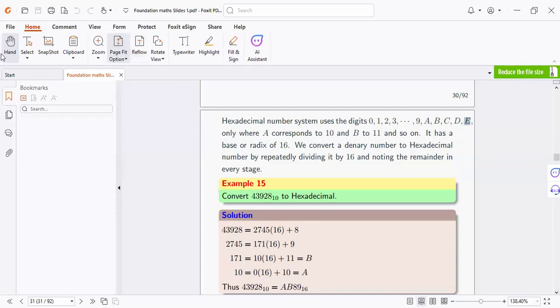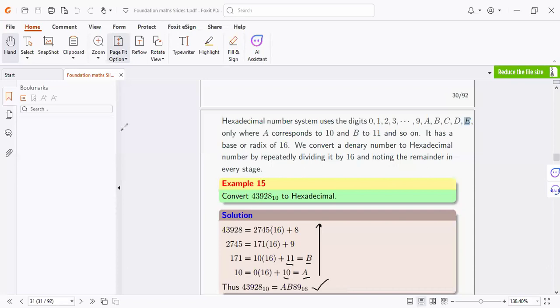Now, you can also convert a decimal number to hexadecimal. And we do the same thing, dividing by 16 and noting the remainder at every point. So when the remainder was 11, I wrote B. And when the remainder was 10, I wrote A. And so the new number that I get, I write the remainders from the bottom going up. That is AB98. This is the hexadecimal number.